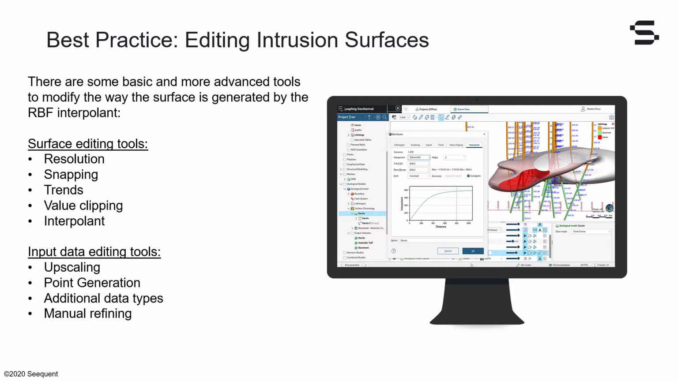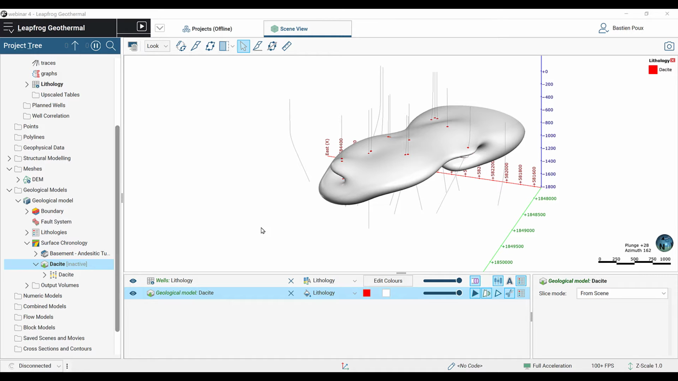We have now looked at the 5 surface editing tools: the resolution, the snapping, the trend, the value clipping, and the interpolant parameters. We will now start looking at the input data editing tools, whether it is to modify the way the well data are used to build a surface, to add additional data types, or to do some manual refining. We are now back in Leapfrog Geothermal.